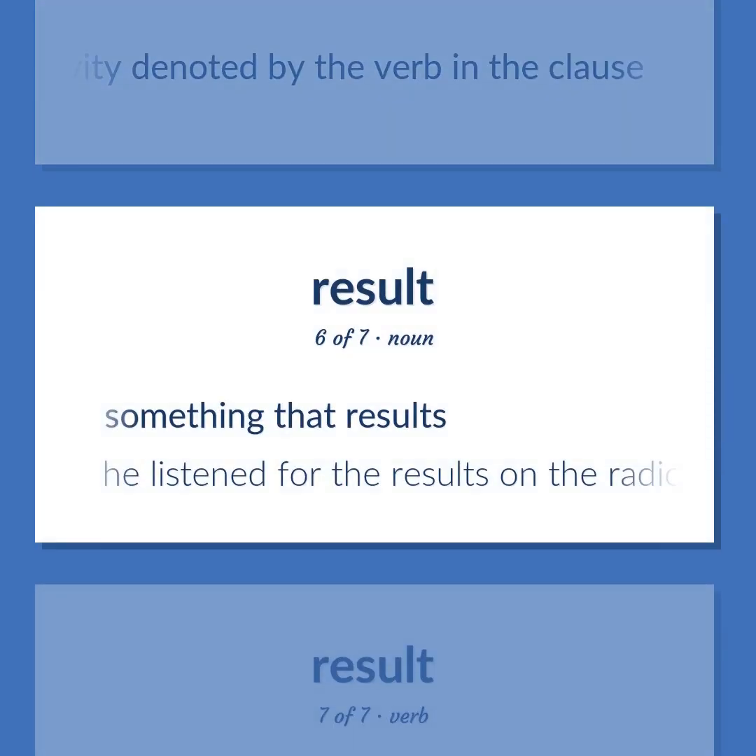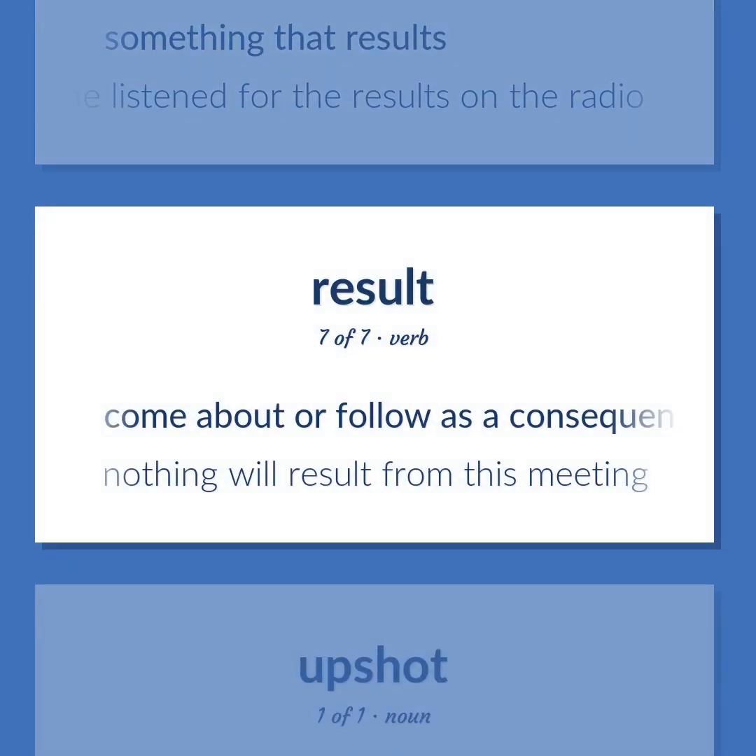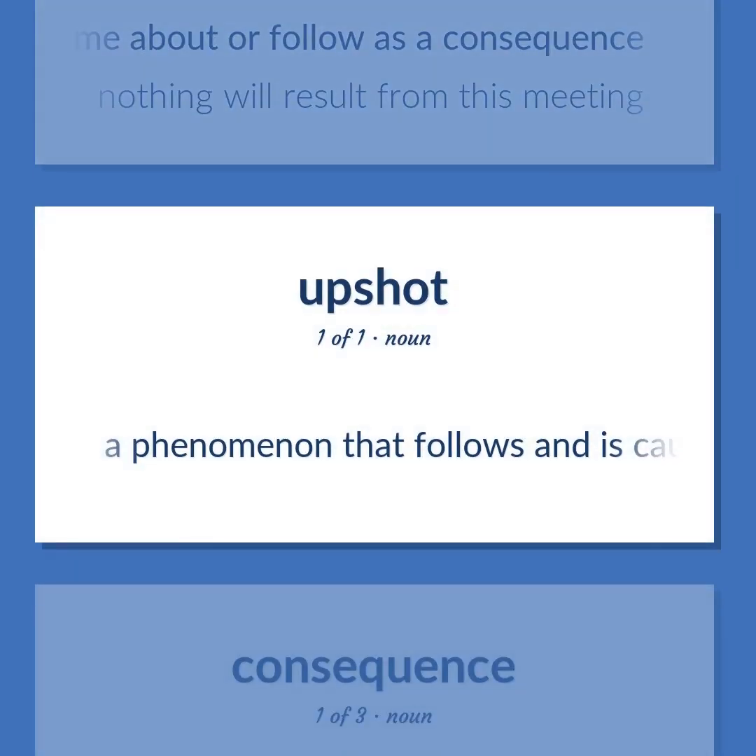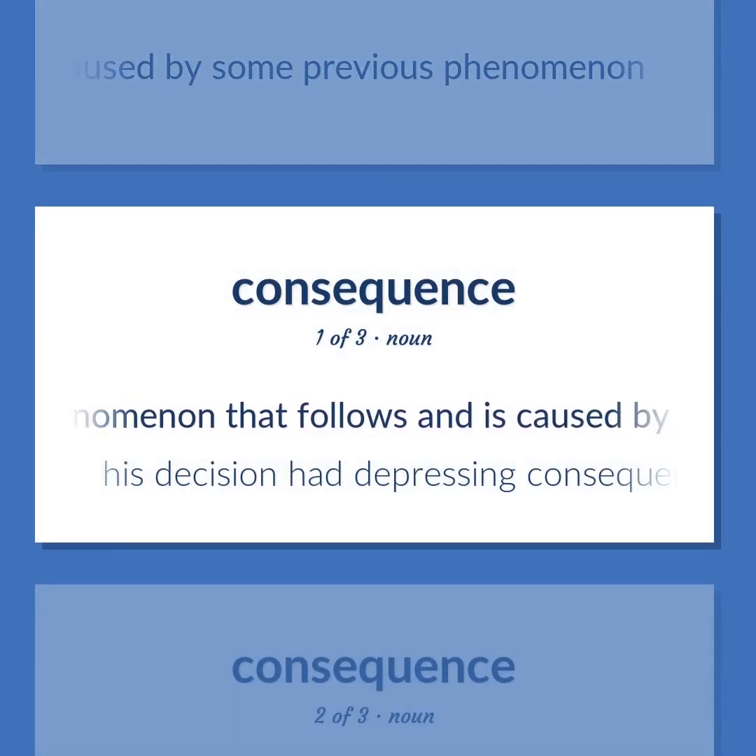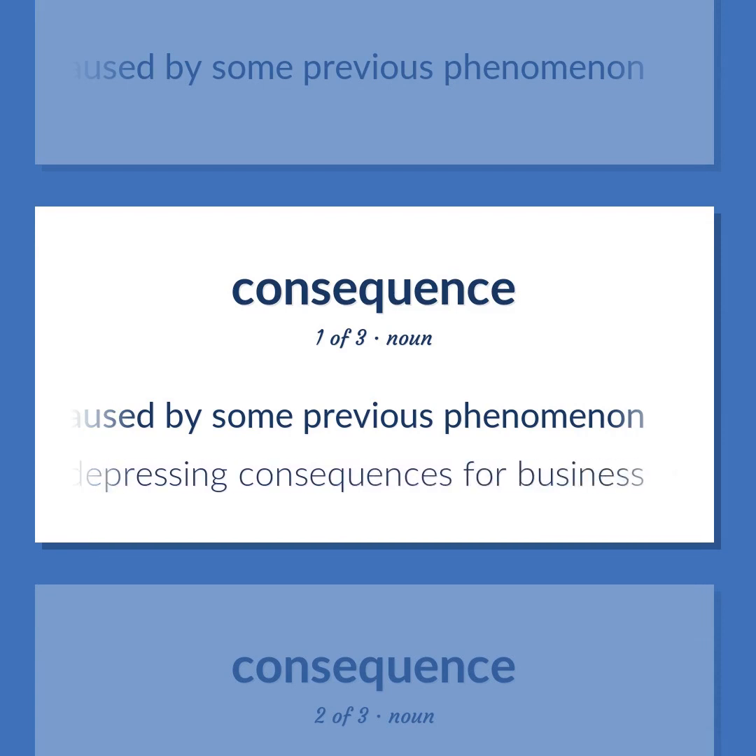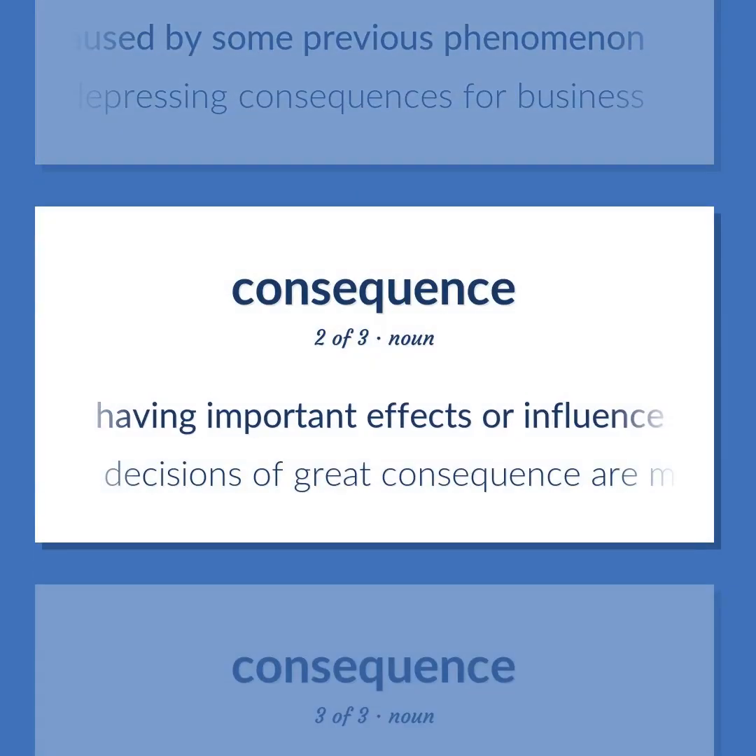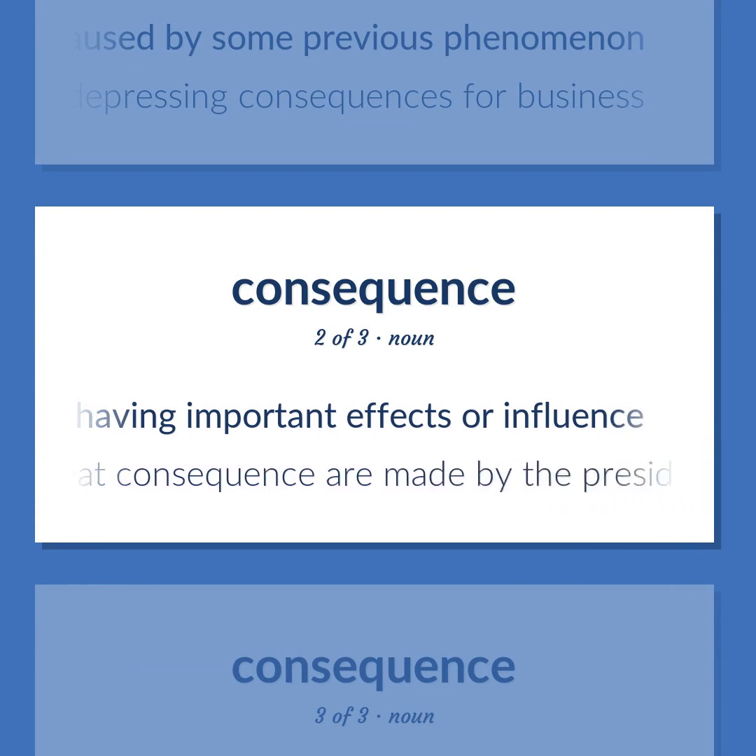Something that results. He listened for the results on the radio. Come about or follow as a consequence. Nothing will result from this meeting. A phenomenon that follows and is caused by some previous phenomenon. His decision had depressing consequences for business. Having important effects or influence. Decisions of great consequence are made by the president himself.